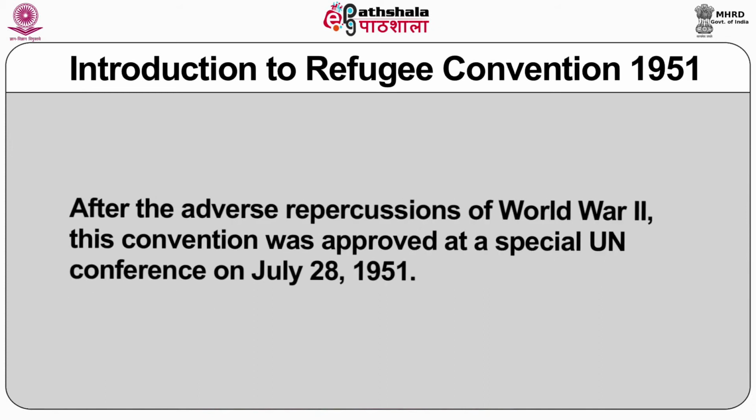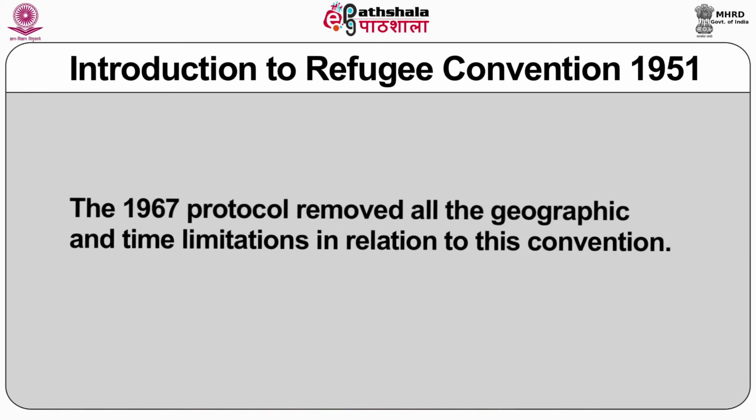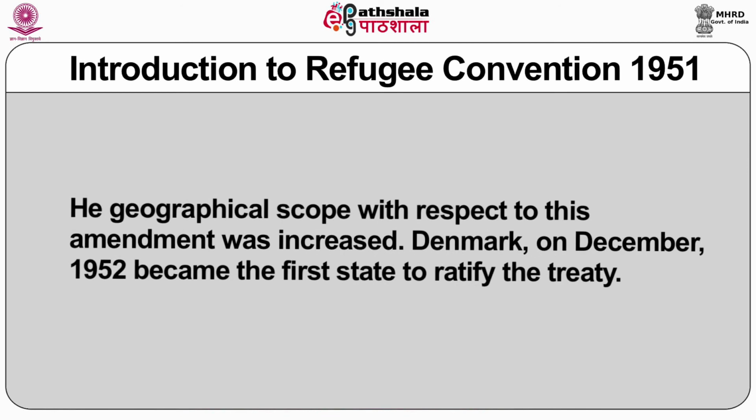After the adverse repercussions of World War II, this convention was approved at a special UN conference on July 28, 1951. Before January 1, 1951, it was just limited to protect European refugees. It came into force on April 22, 1954, with provisions which were applicable universally. The 1967 Protocol removed all the geographic and time limitations in relation to this convention. The geographical scope with respect to this amendment was increased.